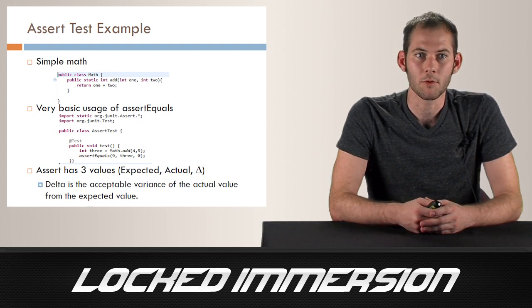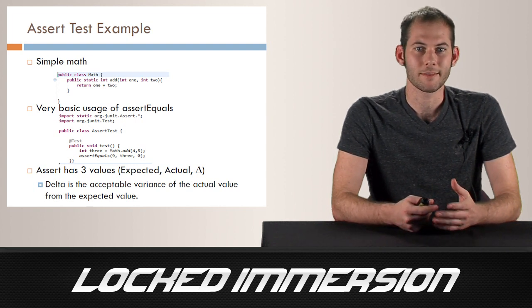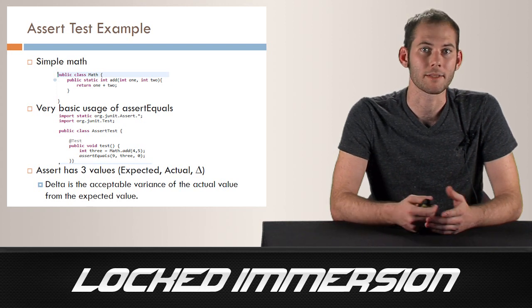The delta is more to provide wiggle room for floating point error, so that, while you have some floating point error, it might still be the acceptable value. That just compensates for that.